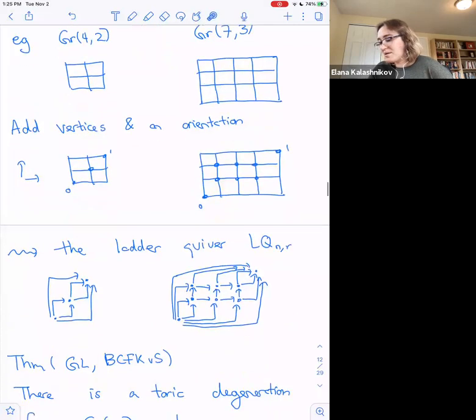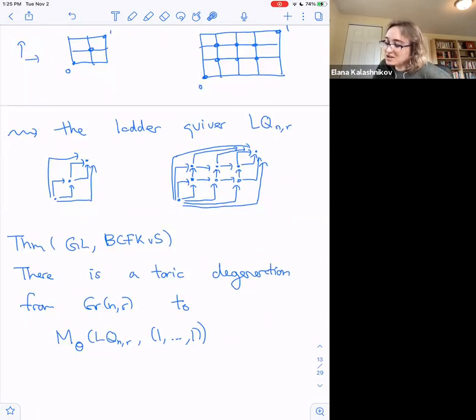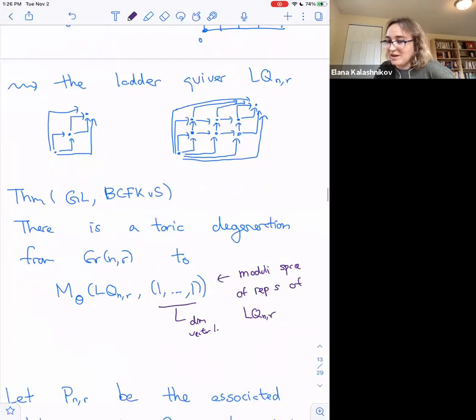And then Gans, Celia, and Lakshmibai proved that this is a Tarski generation, and then Batyrev, Ciocan-Fontanine, Kim and van Straten showed that this ladder quiver describes that Tarski generation, giving this theorem, which says that there is a Tarski generation from the Grassmannian to the moduli space of representations of the ladder quiver L_{r,n} with dimension vector 1. And this is a toric variety, as it should be, because it's a Tarski generation.